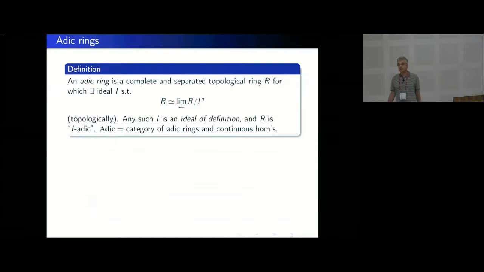There will be much more talk about adic rings, but here is a concise definition. An adic ring is a complete and separated topological ring R for which there is an ideal I so that R topologically is the inverse limit of R over I^n. So of course the intersection of all I^n is 0, and R is I-adically complete. But the ideal I is not part of the data. You can take many different ideals that give you the same topology, and every such ideal is called an ideal of definition. And you easily see, since the powers of I form a system of neighborhoods at the origin, that J is also an ideal of definition if and only if I contains a power of J and J contains a power of I.